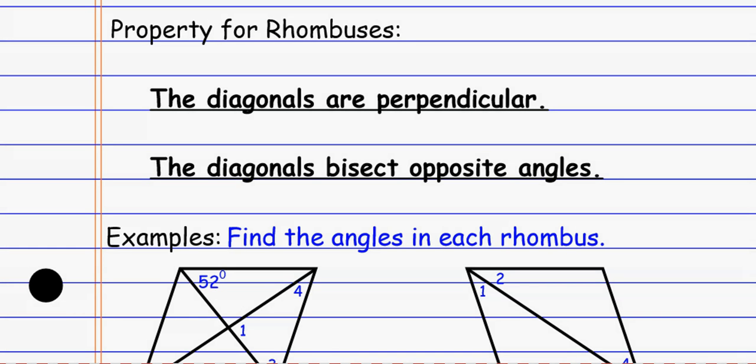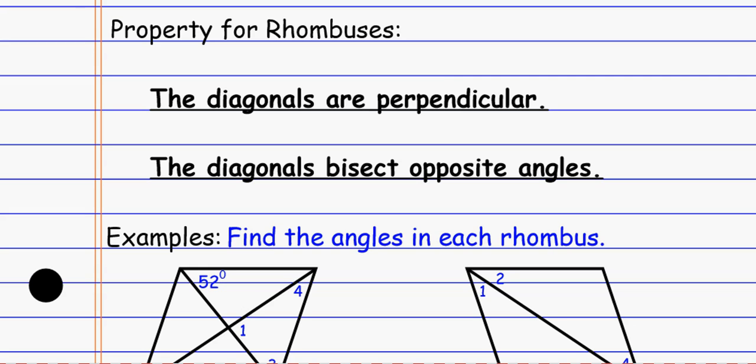Properties of rhombuses. Once again, a rhombus will have all the properties of a parallelogram, but in addition to those properties, it's going to have some special ones all to itself. These deal with the diagonals. For a rhombus, the diagonals are perpendicular, so they come together at a 90-degree angle. They also bisect the opposite angles.